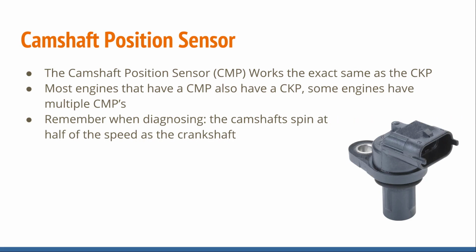When you're diagnosing these things, just remember the camshaft is supposed to spin at half the speed of the crankshaft. Now having these sensors on there also helps. With vehicles that have both crank and cam sensors, the computer watches that to make sure that our cam timing is where it needs to be.